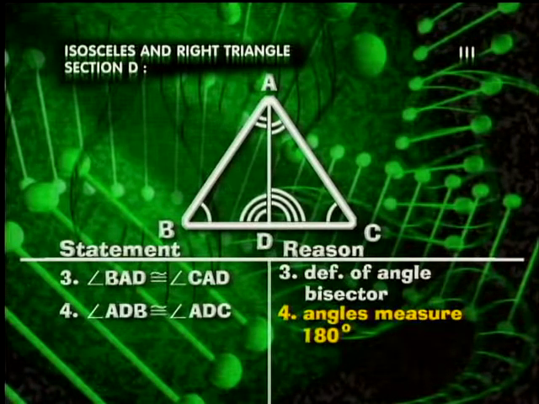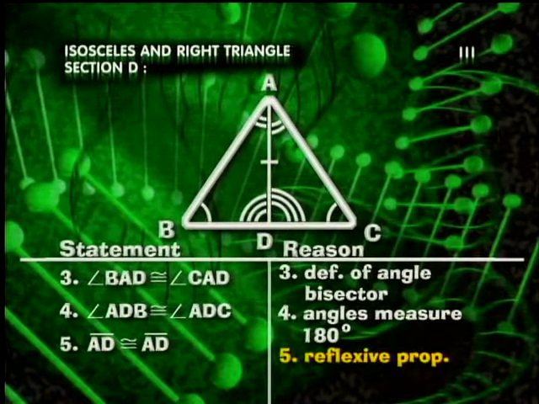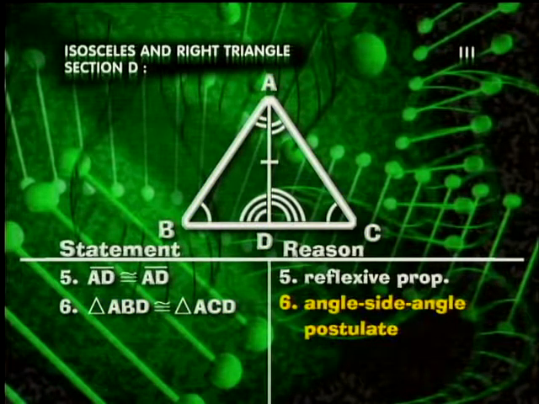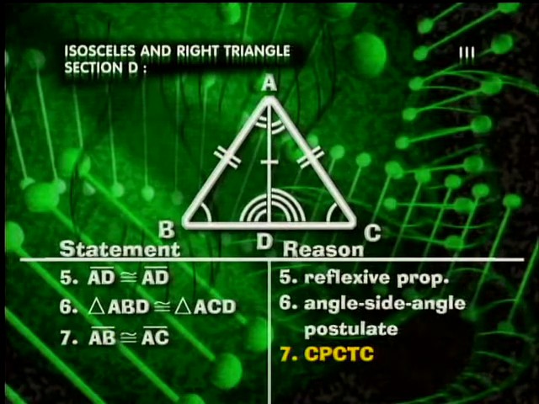To give us a congruent pair of sides, we state AD is congruent to AD. This is because of the reflexive property. There it is again, real handy. Now we can state that triangle ABD is congruent to triangle ACD because of the angle-side-angle postulate. Finally, we can say that AB is congruent to AC because corresponding parts of congruent triangles are congruent, or CPCTC, and we've proven our theorem.